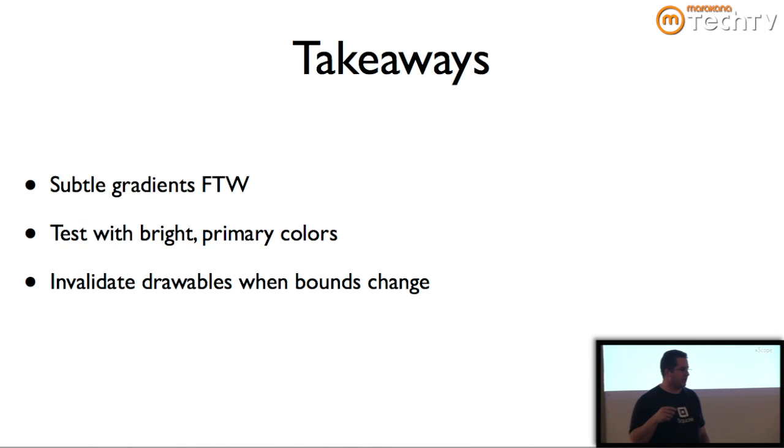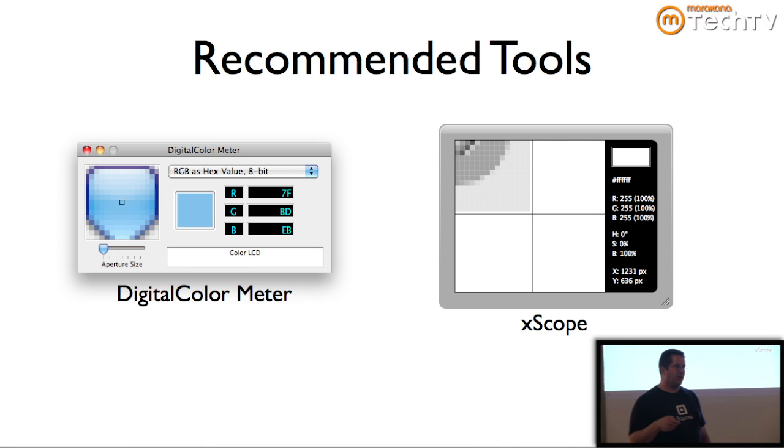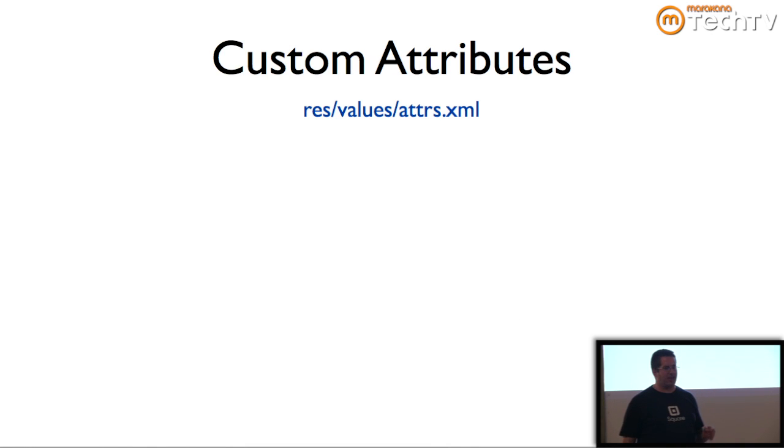So tools that I use constantly are Digital Color Meter, because you can just zoom in and pick out colors. In Lion, though, they took away the hex, so that kind of made it useless. So you can go buy a tool called Xscope, which unfortunately is $29, but it does essentially the same thing as Digital Color Meter.